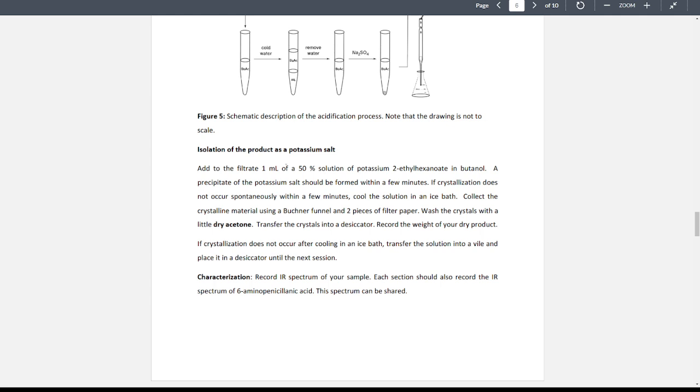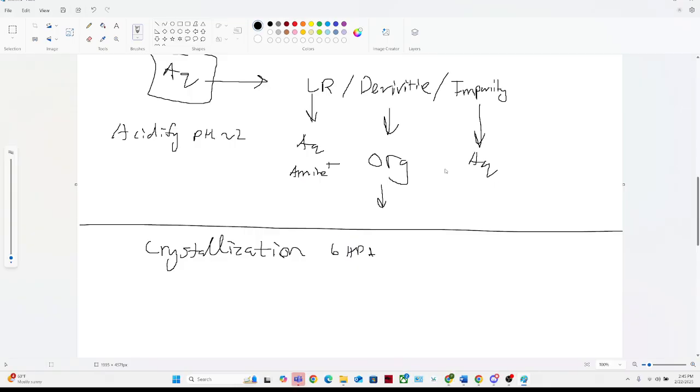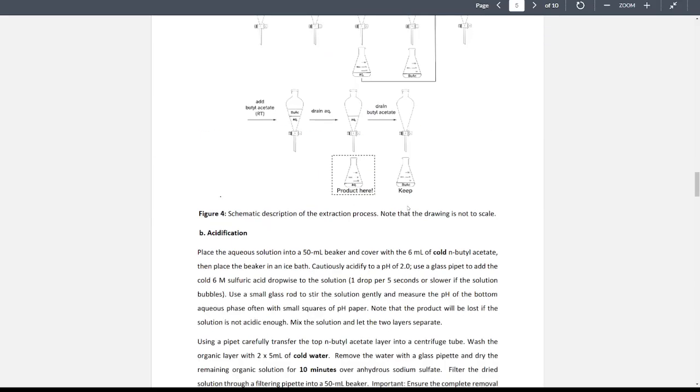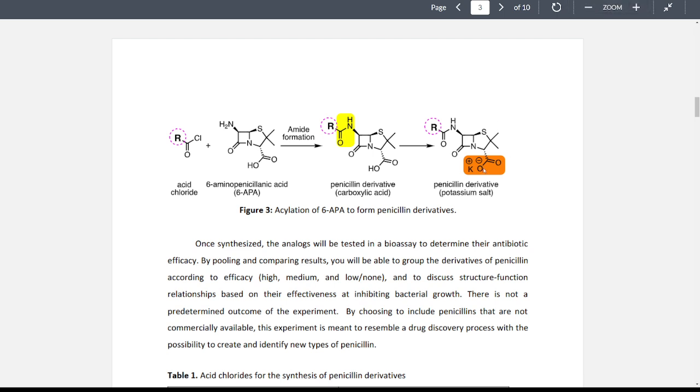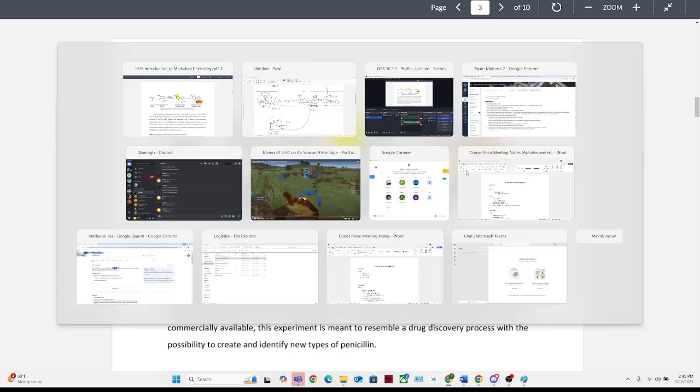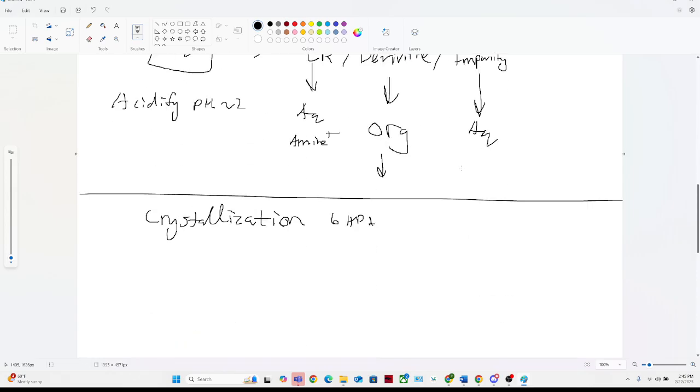You're going to add a 50% solution of potassium 2-ethyl hexanoate in butanol. So butanol being an organic solvent, you're adding a little bit of soluble base to it. What that does again is take advantage of this carboxylic acid group and make it into a potassium salt. The reason that's important is because if you make this into a potassium salt, you're making it a charged molecule, and then it would want to crash out because it doesn't want to be in a non-polar environment.